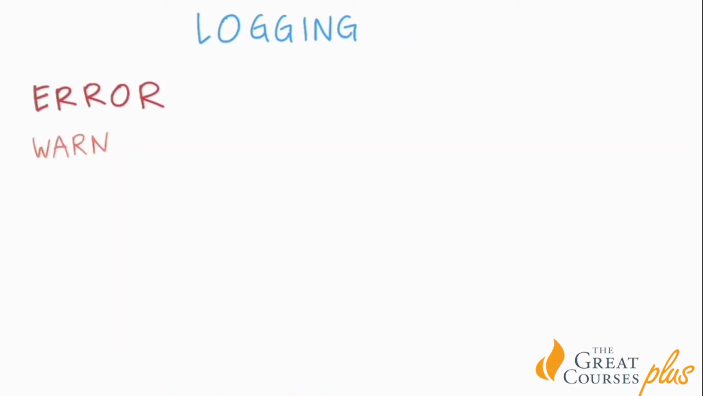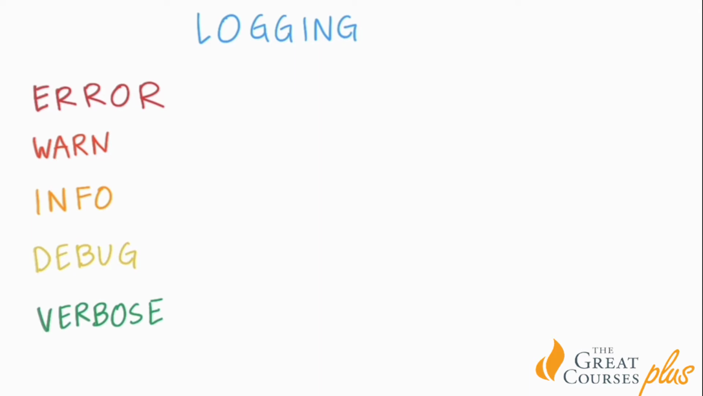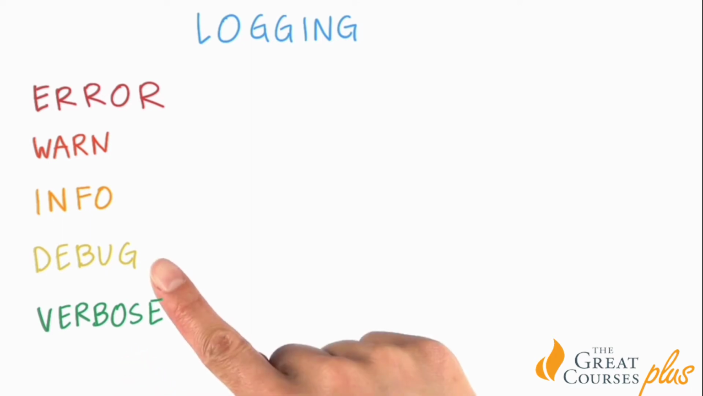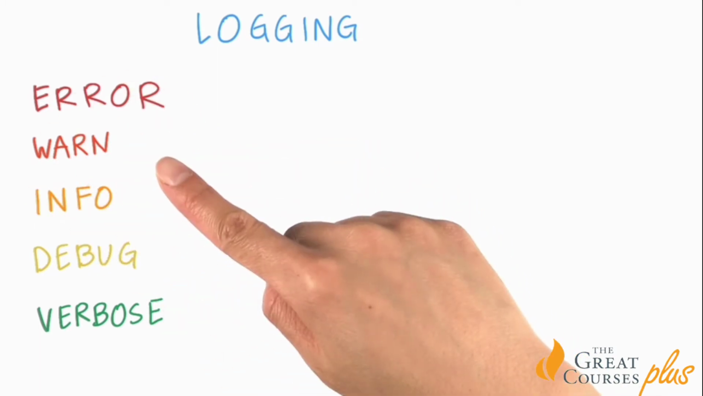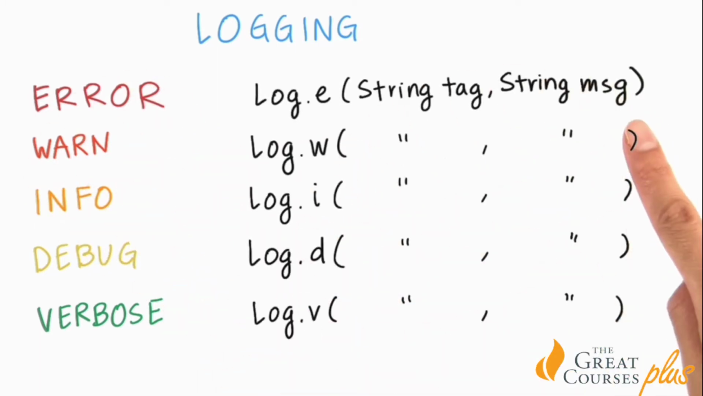When you're logging a message in your app, you need to determine what log level it should be displayed at. Verbose logs should never be compiled into your app except during development. Debug logs are compiled in, but they're stripped out at runtime. Error, warn, and info logs are all kept. And this is what the logging API looks like.